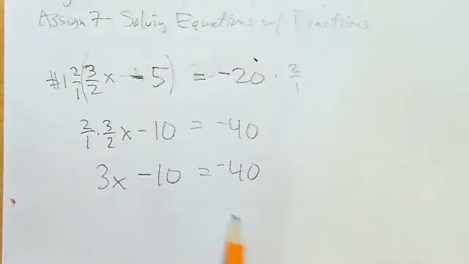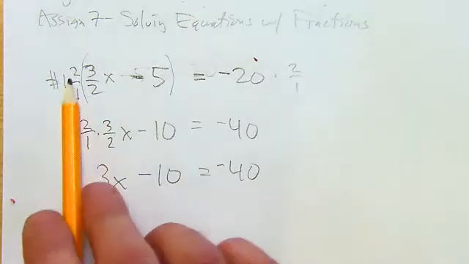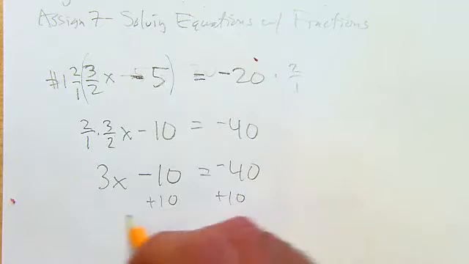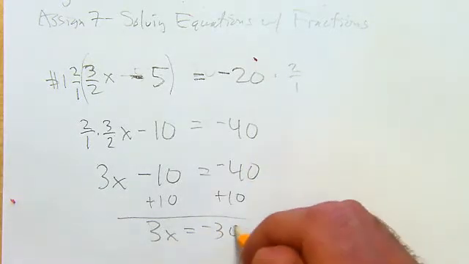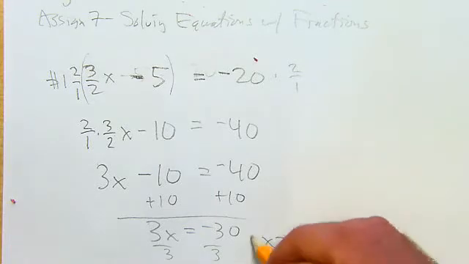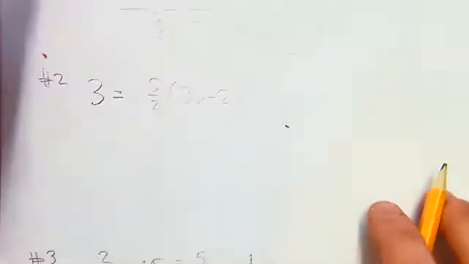So the goal is to cancel out the fraction by multiplying by 2. So we get down to this and then divide by 3. I'm getting x is negative 10. So that one comes out real nice. Some of these answers will come out as a fraction, so I think the second one does.